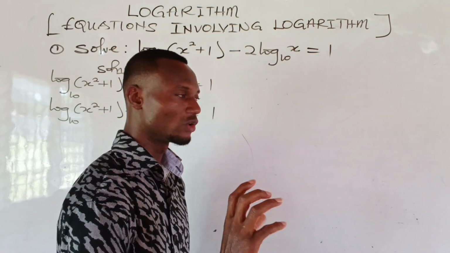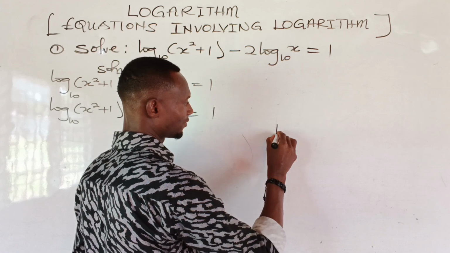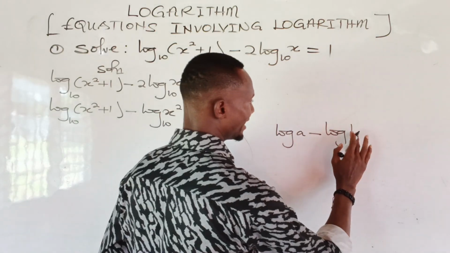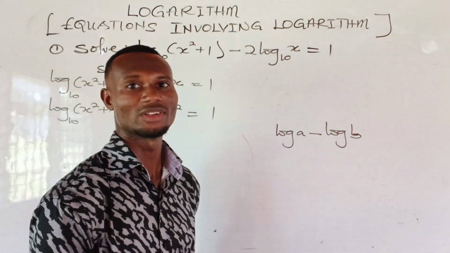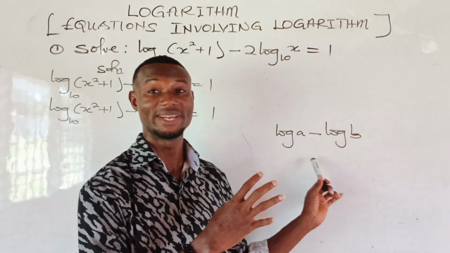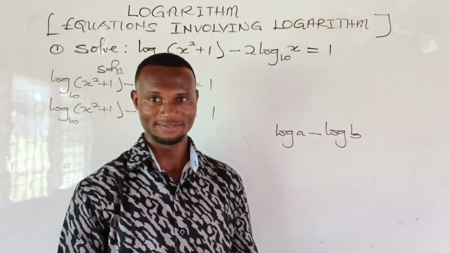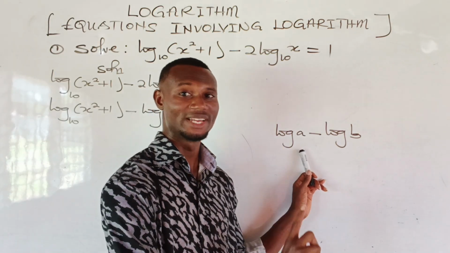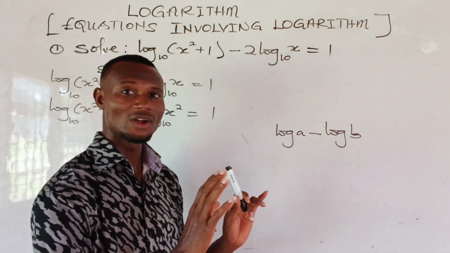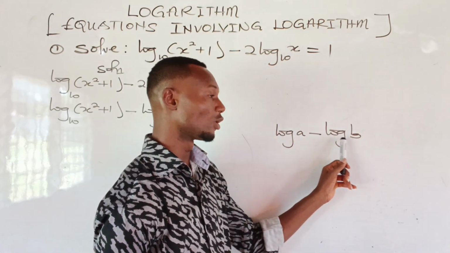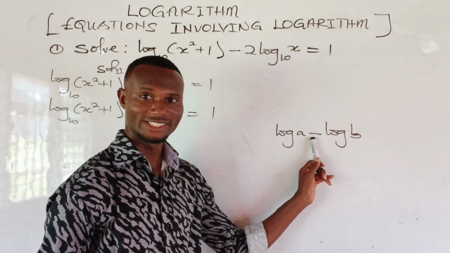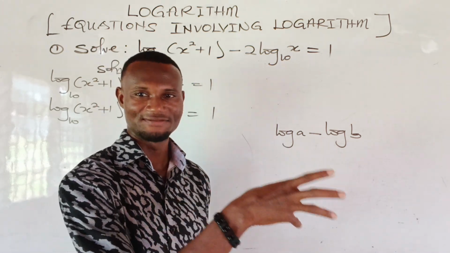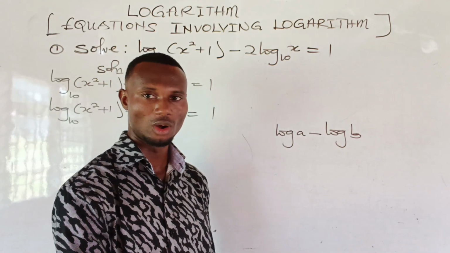The quotient rule says that if I have, let's say, log a minus log b. Now, I didn't bring the base 10 because I've explained that if there's no specified base, it means that the base is always 10. So you should know that the base here is 10. So the law says that having log a minus log b, you can see that it's subtraction. Immediately we see subtraction, it means we can express it as division. That is the quotient rule or law.